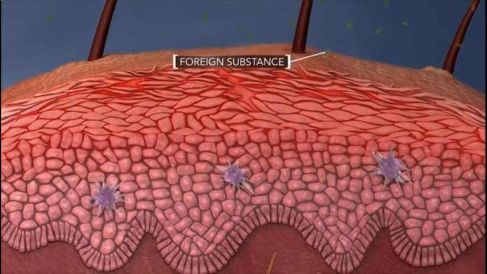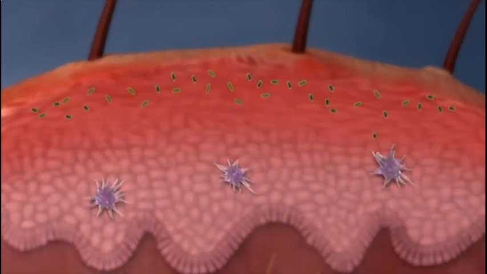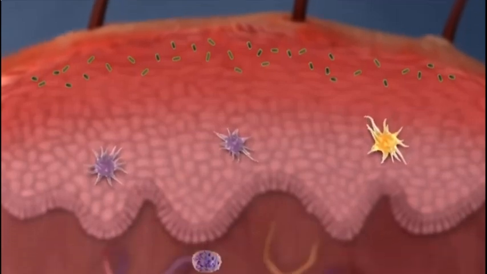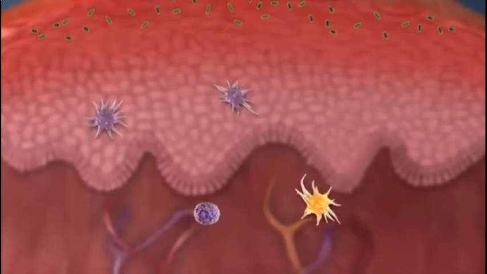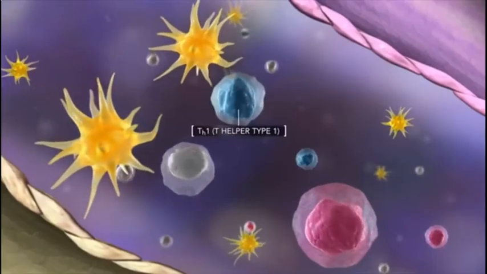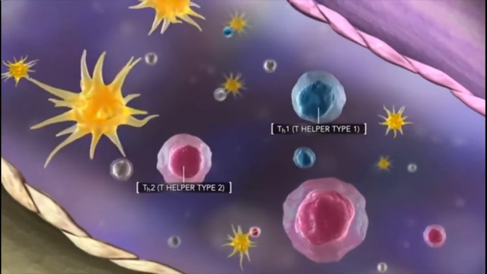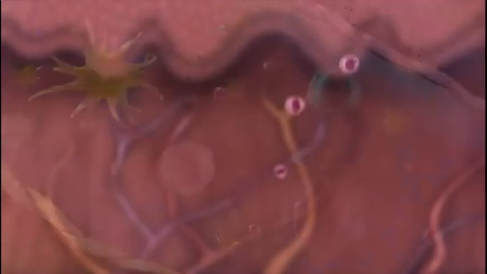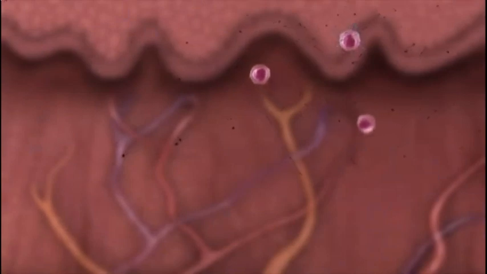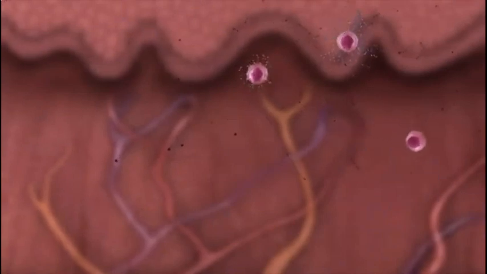Once these foreign substances have broken through the skin barrier, immune cells alert the body that it's under attack. These immune cells travel to the lymph nodes, which are in the second layer of skin, called the dermis. Once in the lymph nodes, these immune cells activate your body's defenders, called T helper cells. The immune cells release substances that cause the familiar redness and rash on the skin's surface.